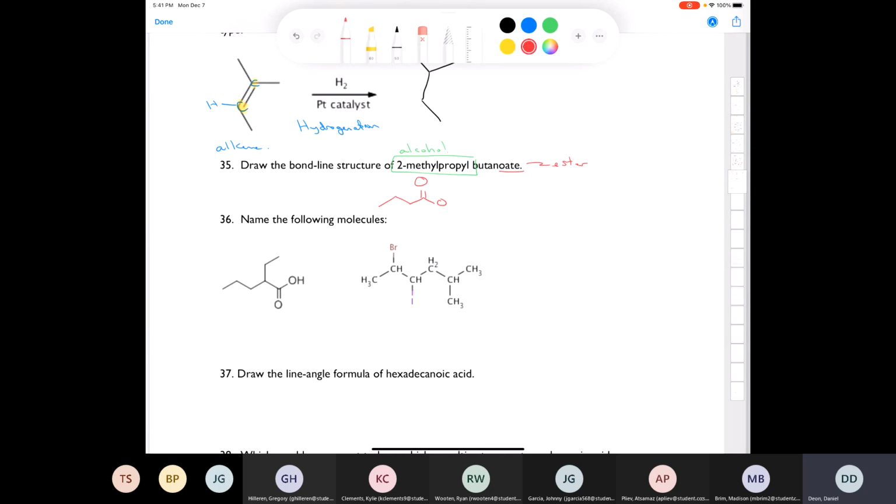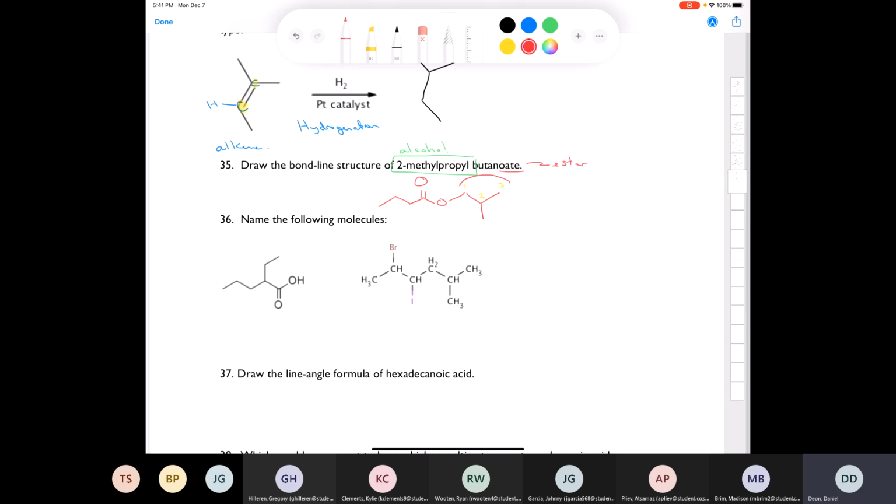Now we need 2-methylpropyl. So we'll start with a propyl: 1, 2, 3, like that. And on the second carbon, we will put a methyl group, and there you have it. Done. That's 2-methylpropyl butanoate. There's another name for this compound. There's also a common name for this compound.